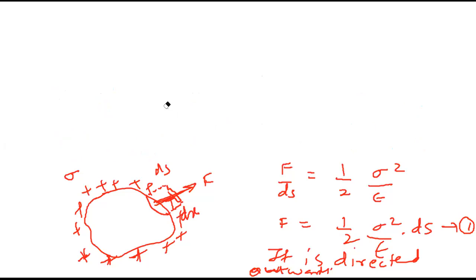Done, sir. Okay. Force per unit area, we have already proved. For force we got half sigma square upon epsilon ds acting outward. So if I imagine a conductor of area ds to be moved downwards by distance dx against force F, then what is the formula for work done? Force into displacement.